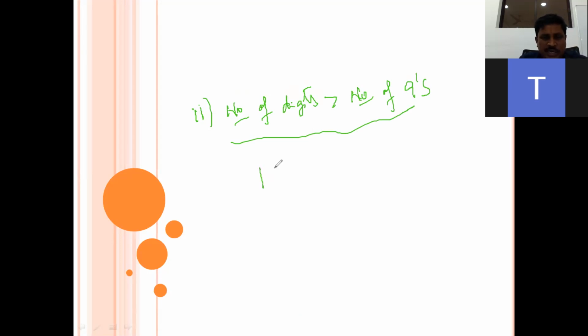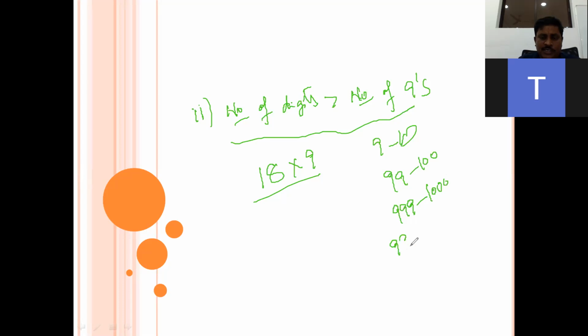Suppose 18 into 9. Generally, 9 is nearer to 10, 99 is nearer to the rounded value 100, 999 is nearer to 1000, 9999 is nearer to 10,000. Observe that 9 means the nearer value is 10, so after 1 we write 1 zero. 99 means 2 digits, so after 1 we write 2 zeros. 999 means 3 digits, so after 1 we write 3 zeros. 9999, after 1 we write 4 zeros, and so on.